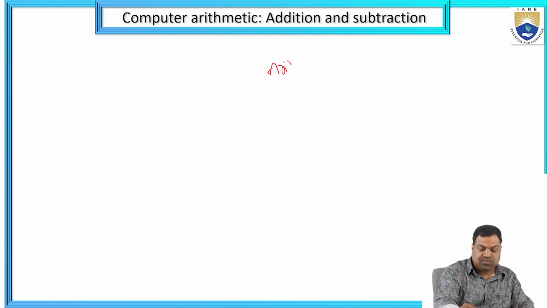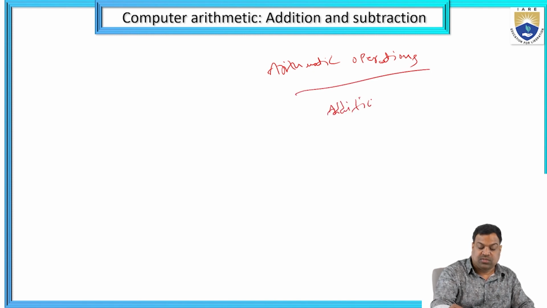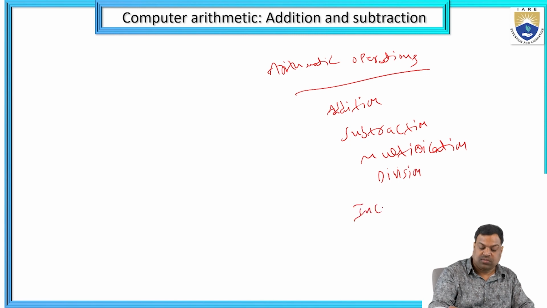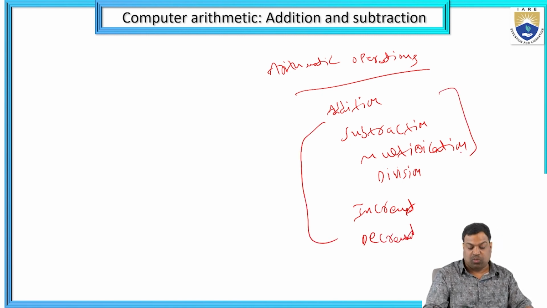So, arithmetic operations: addition, subtraction, multiplication, division, increment, and decrement. So these are the arithmetic operations. So we have to perform addition, subtraction, multiplication, division, or increment or decrement.